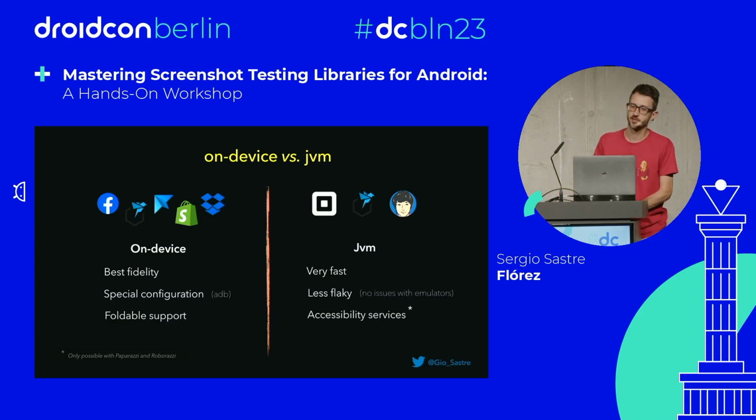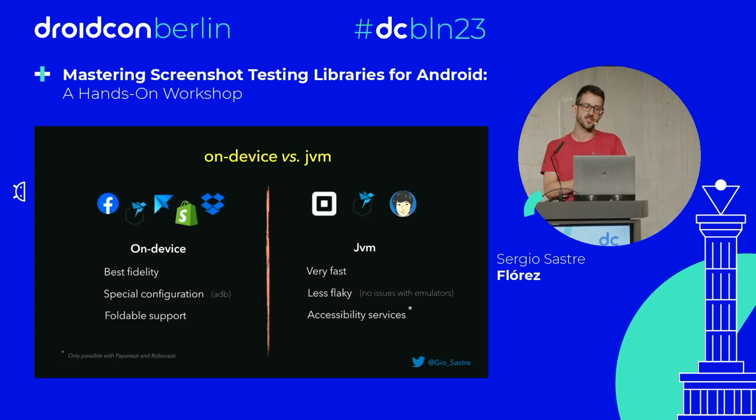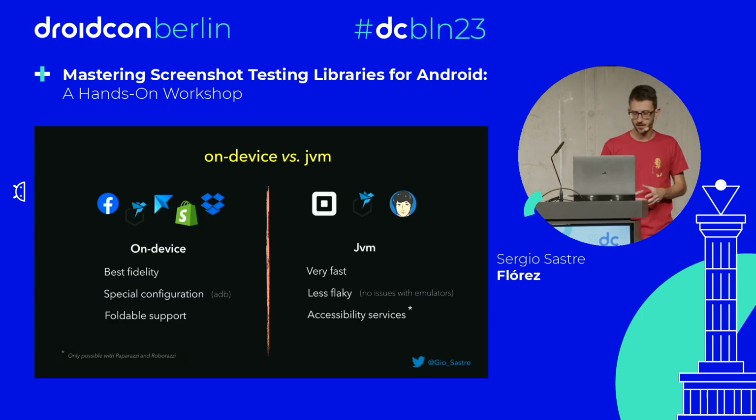So, my personal opinion, when to use on-device and when to use JVM. Use on-device when you want to get the best fidelity, because you are running the screenshot test on a real device or on an emulator, which is close enough. Otherwise, you are running screenshot tests based on Layoutlib, which is not what they are running on a device. Or you are running on Robolectric, which is mainly fakes, not mocks. But it's also not the real system, and sometimes something does not work.